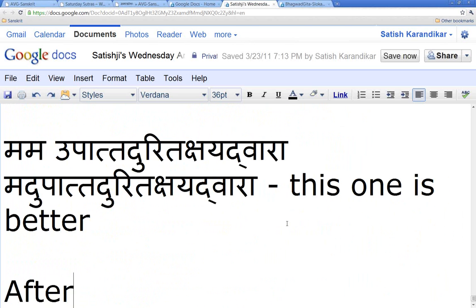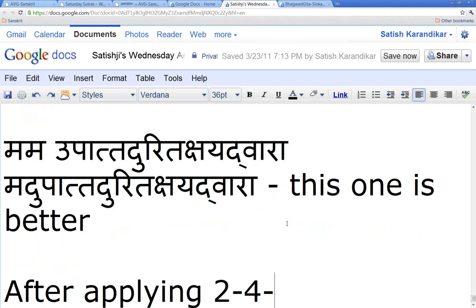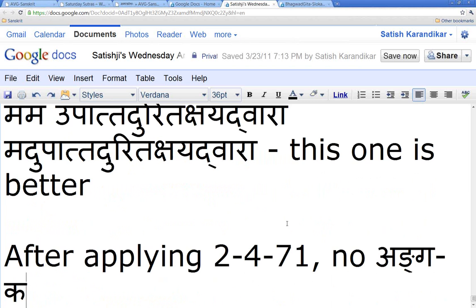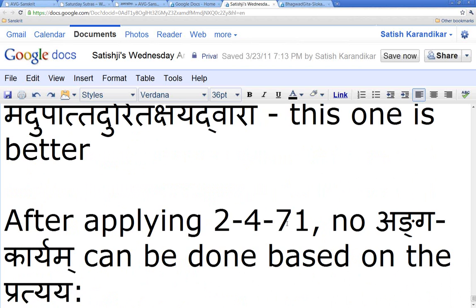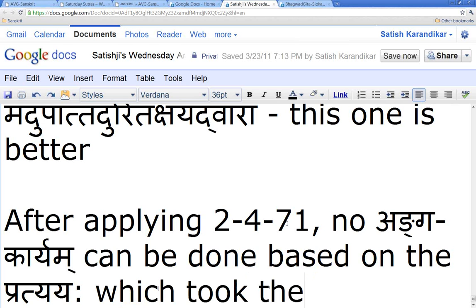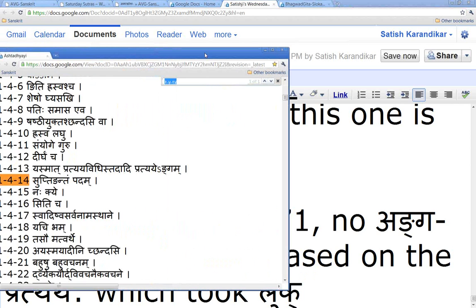Now after applying 2471, no anga karyam can be done based on the pratyaya which took luk, the elision, which took luk, because of na lumata angasya. Because after you have pratyaya lope pratyaya lakshanam, you have na lumata angasya.